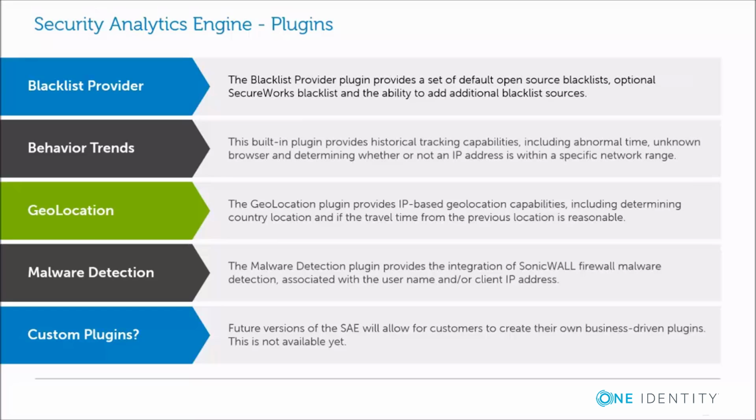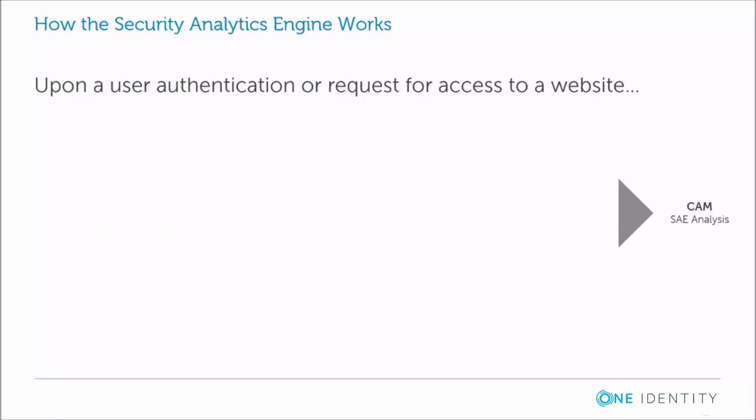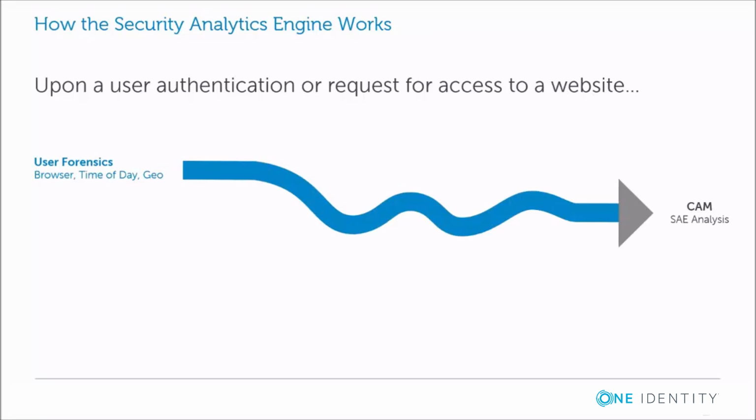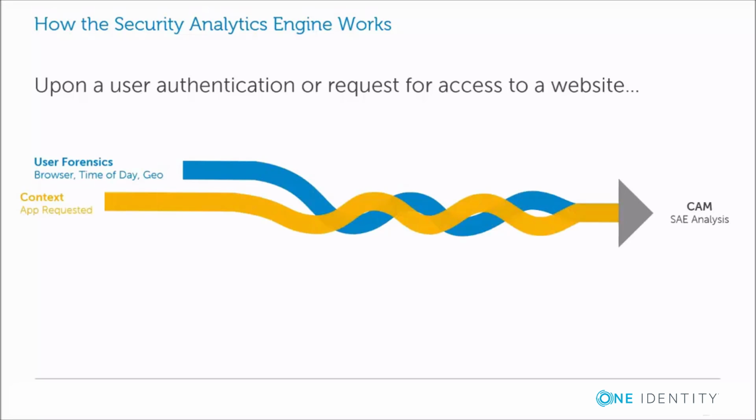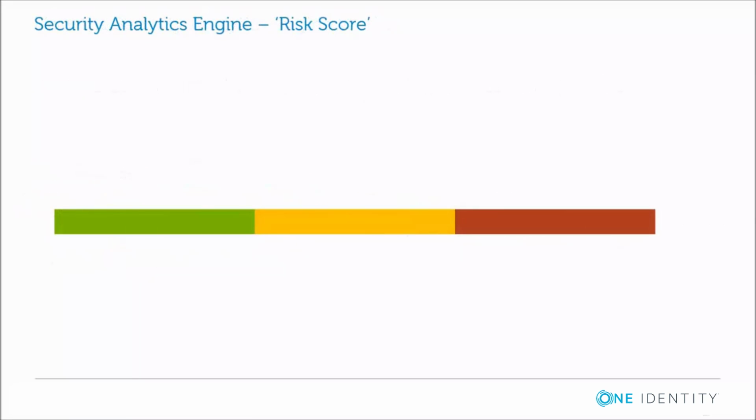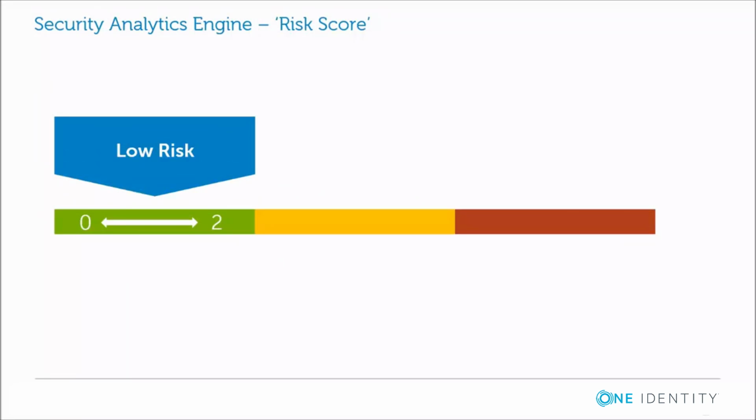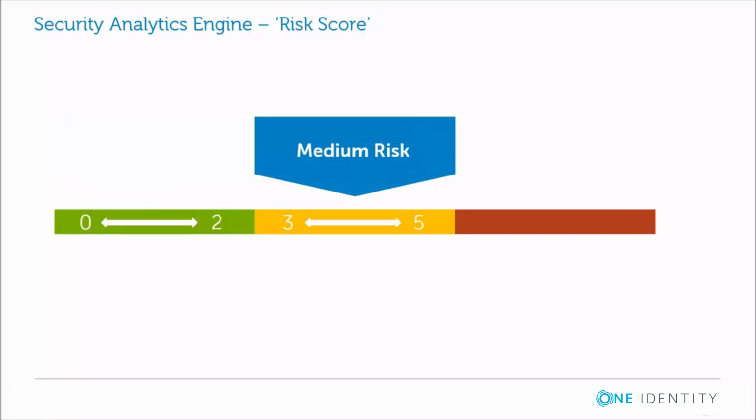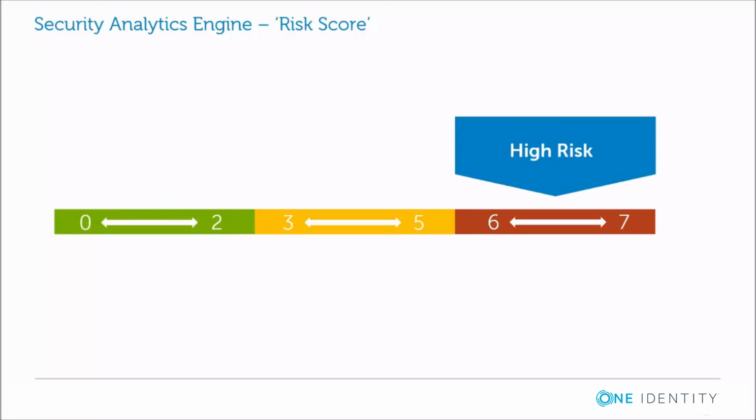All right, another quick review, and then we're going to move on to SonicWALL. So again, when someone connects to the security analytics engine, we take this information about their user forensics. We take the information regarding context, and we take the network data. And all that information gets sent to the security analytics engine, where it produces a score, essentially. And an example of this scoring could be 0 to 2 is a low risk, 3 to 5 is a medium risk, and 6 to 7 is a high risk.